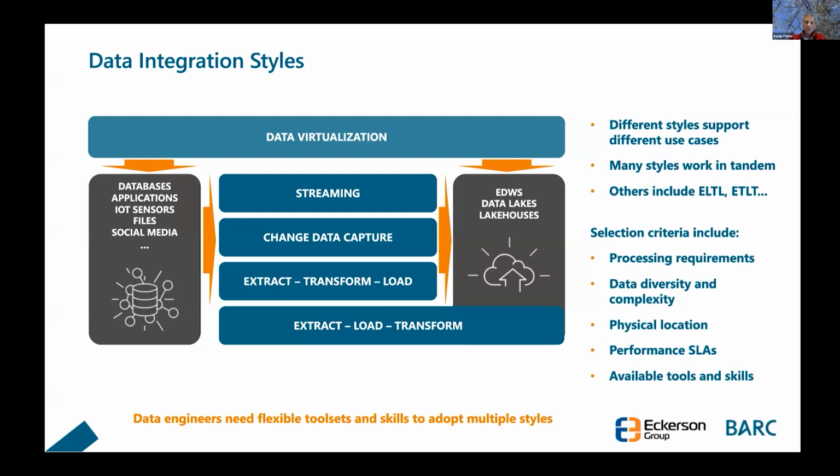So each of these different styles, which I'll unpack, support different use cases. A critical point is that many styles work in tandem. And so a success factor for data teams is not simply which styles they support, but which styles they can support together. Now, some of the other patterns that I mentioned can build on these. So ELTL is a pattern that is being used, for example, to prepare text files for consumption by GenAI language models. There's also ETLT, where data is being transformed, loaded to a staging area, and then transformed further.